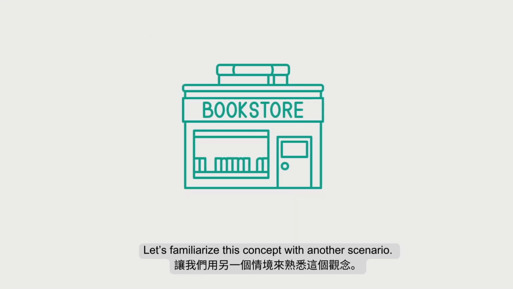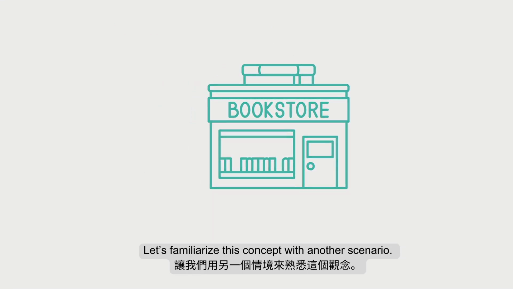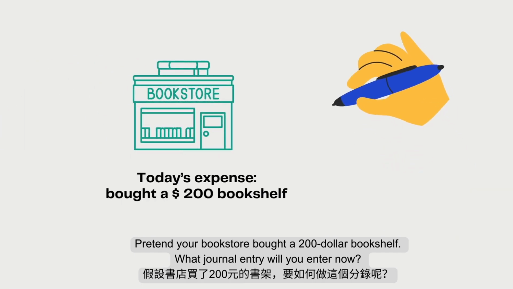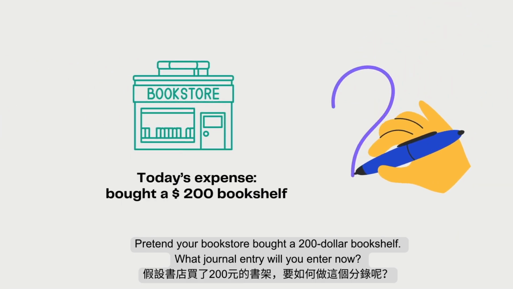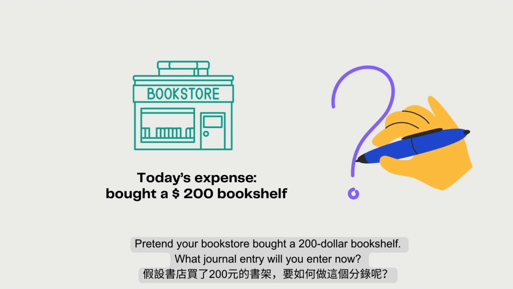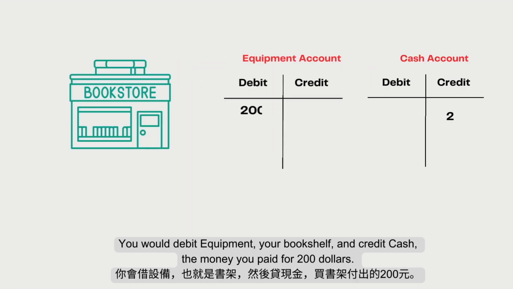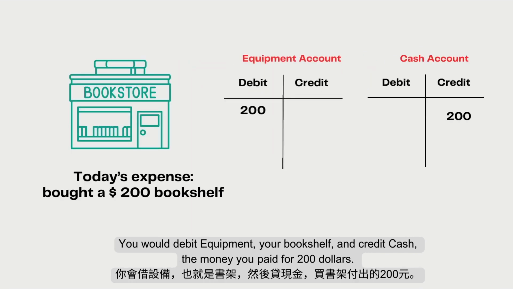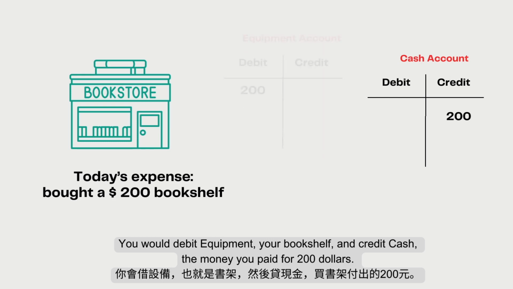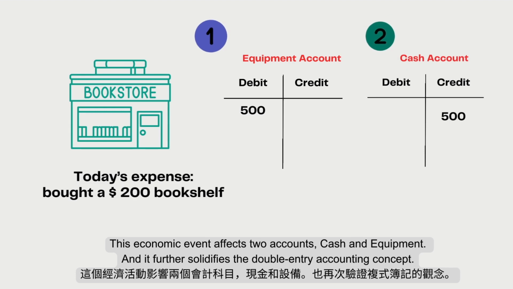Let's familiarize this concept with another scenario. Pretend your bookstore bought a $200 bookshelf. What journal entry will you enter now? You would debit equipment, your bookshelf, and credit cash, the money you paid for $200. This economic event affects two accounts, cash and equipment, and it further solidifies the double entry accounting concept.